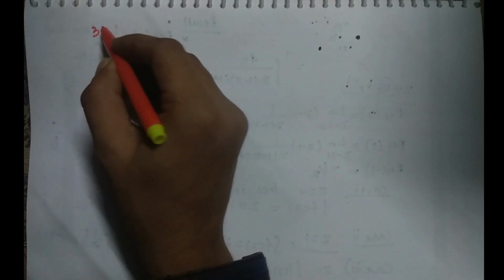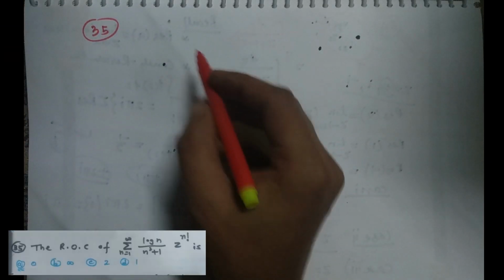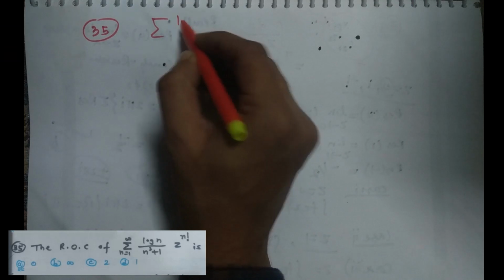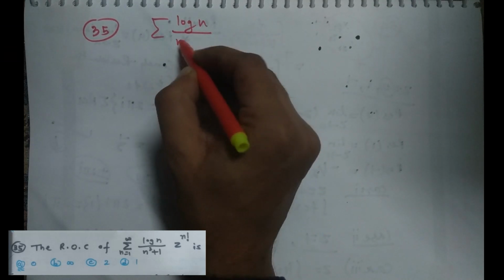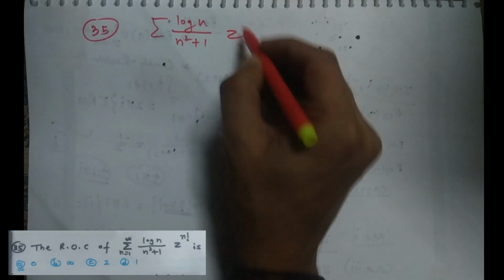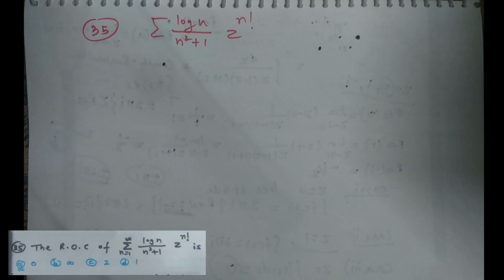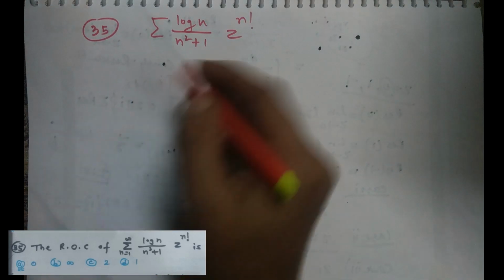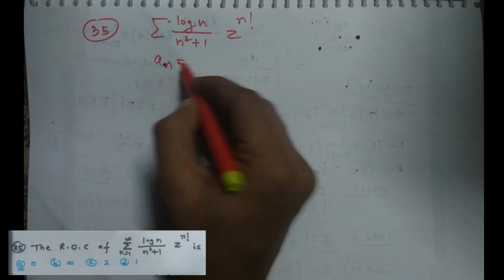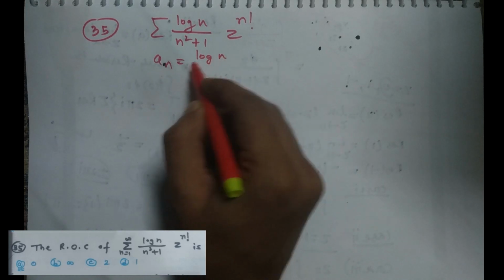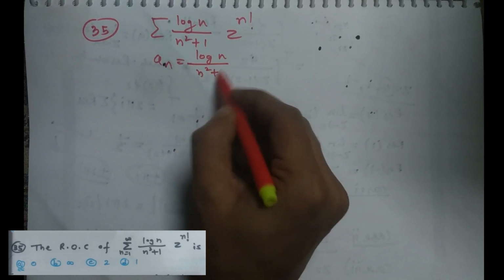Let's move ahead. Question number 35. What is given in 35? They are given one series, log n upon (n square plus 1) z raised to n factorial. Okay, and they are asking about the radius of convergence. So what is a_n in this case? The nth term of this series is log n upon n square plus 1.